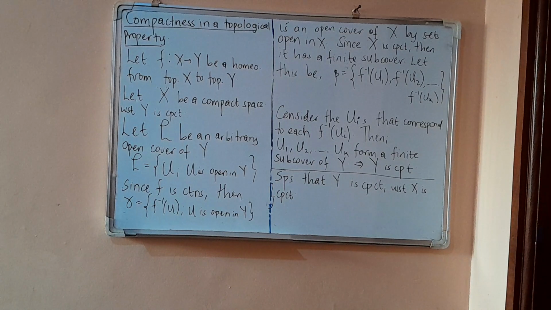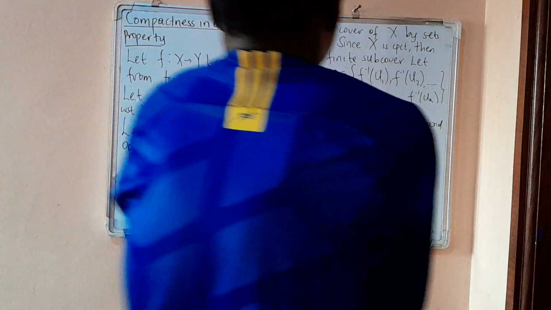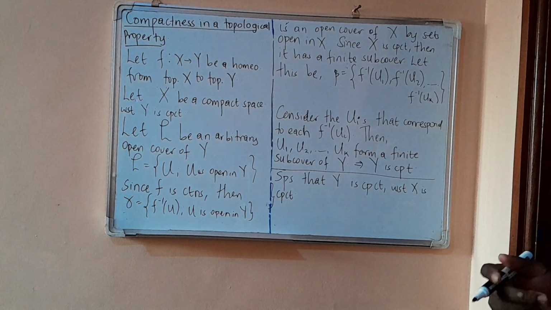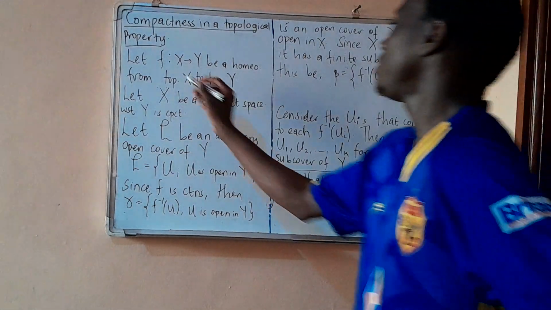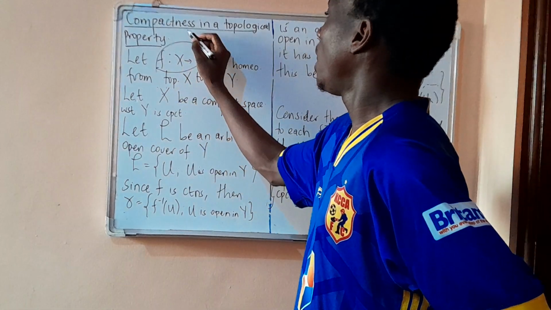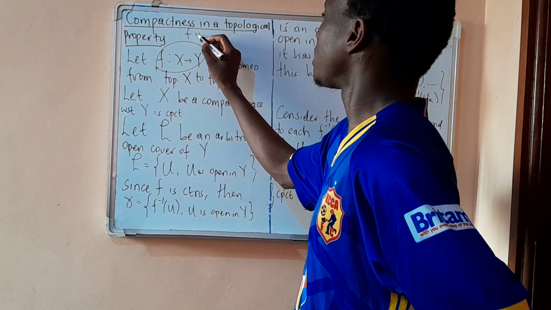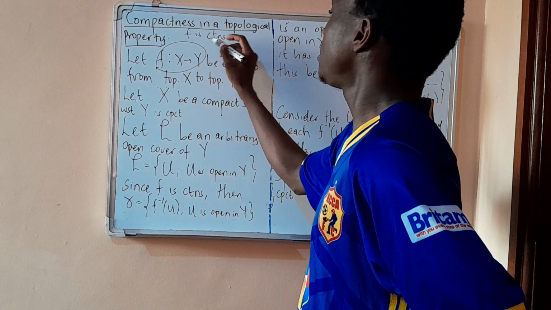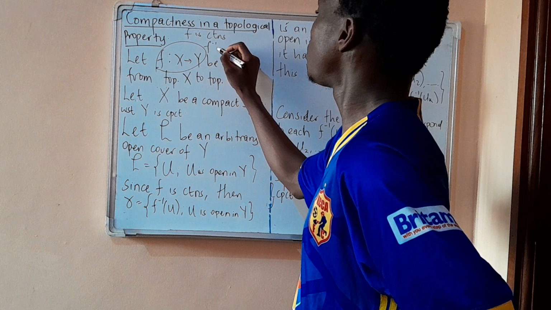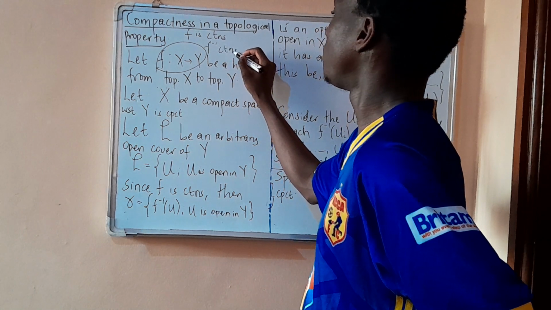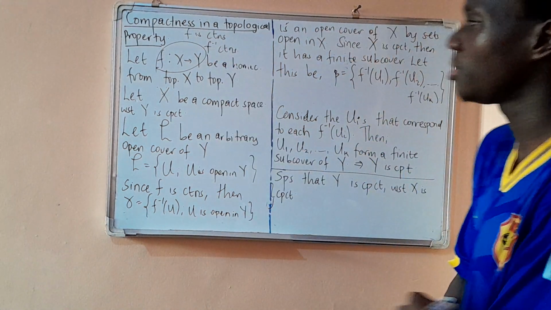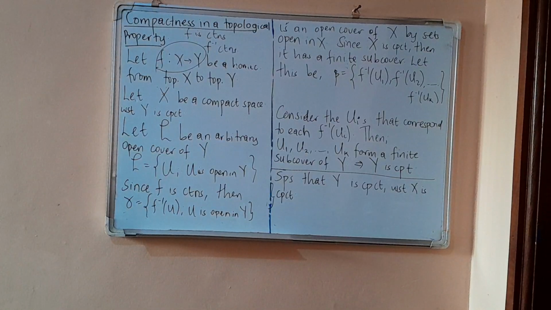We show that X is compact. Remember, for a homeomorphism, F is a homeomorphism. F is continuous, and its inverse function is also a continuous map. So we want to show that X is compact.